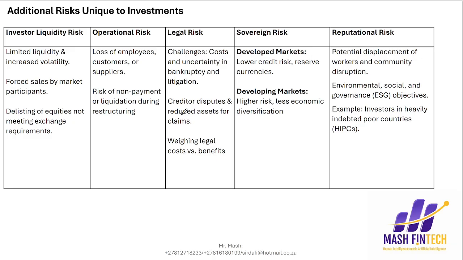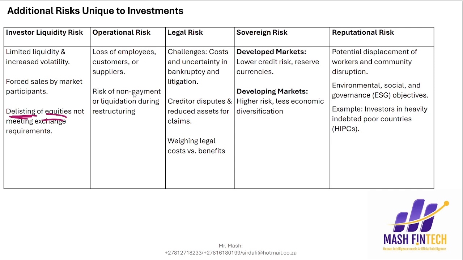There are also other additional risks that are unique, like investor liquidity. If the investor has limited liquidity and there's an increase in volatility, this will force the sale by market participants and will result in delistings, because these companies might not have the liquidity. For you to be listed on a particular stock exchange, you must be able to meet certain requirements. Now, if you don't have those assets or the liquidity required, you have to be delisted from the stock exchange. So delisting might be a consequence of investor liquidity risk.